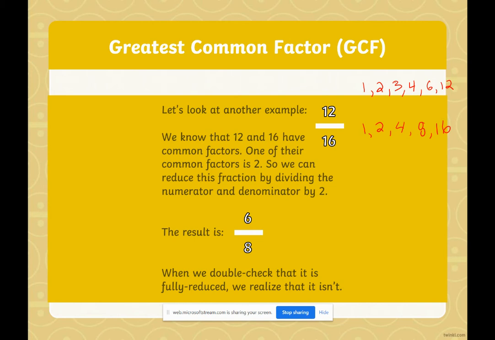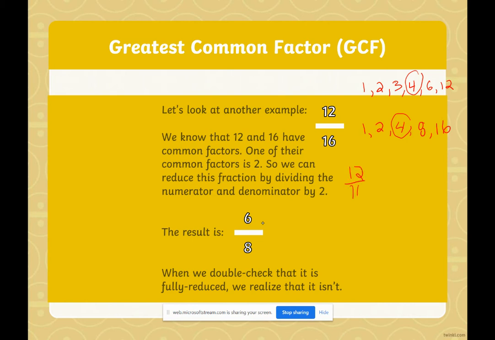Okay, so we have our list of factors for 12 and 16. Again, the best strategy is to pick the biggest number on this list. If I'm scanning, I see that 4 is the biggest number. However, let's just see what happens if we go with 2, because 2 is also common. I'm just going to show you why it's better to go with the bigger number.